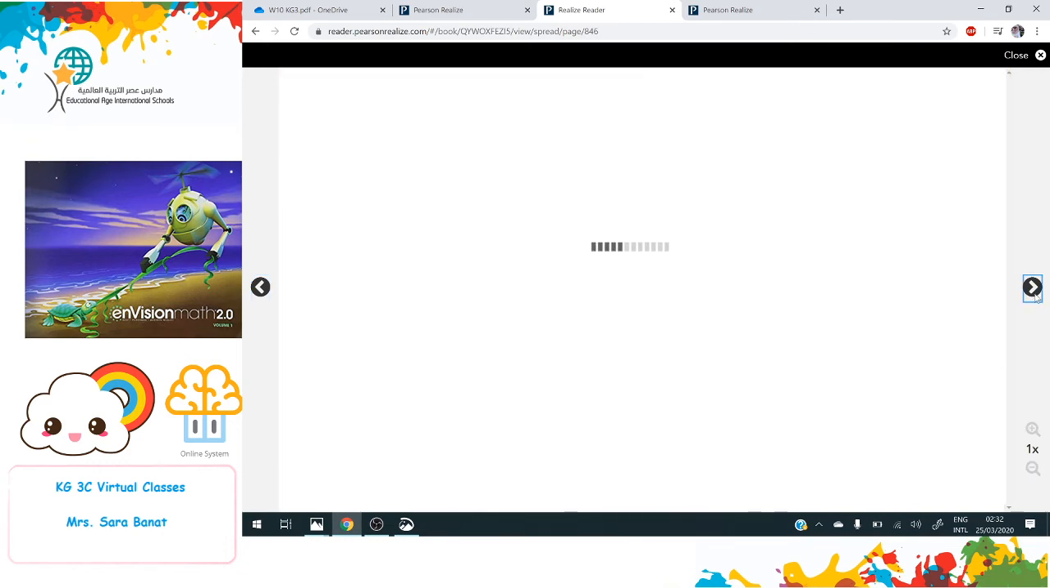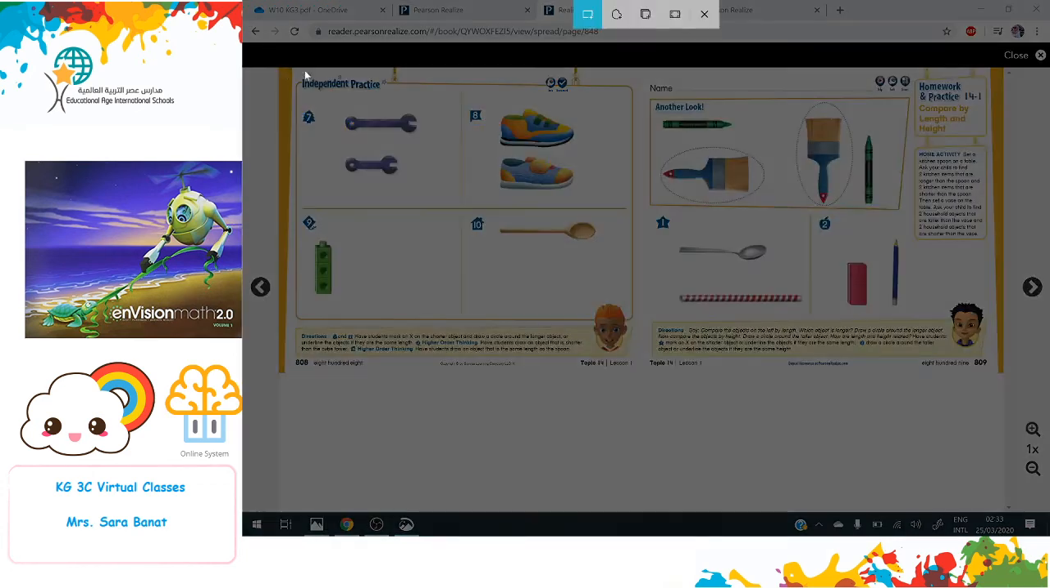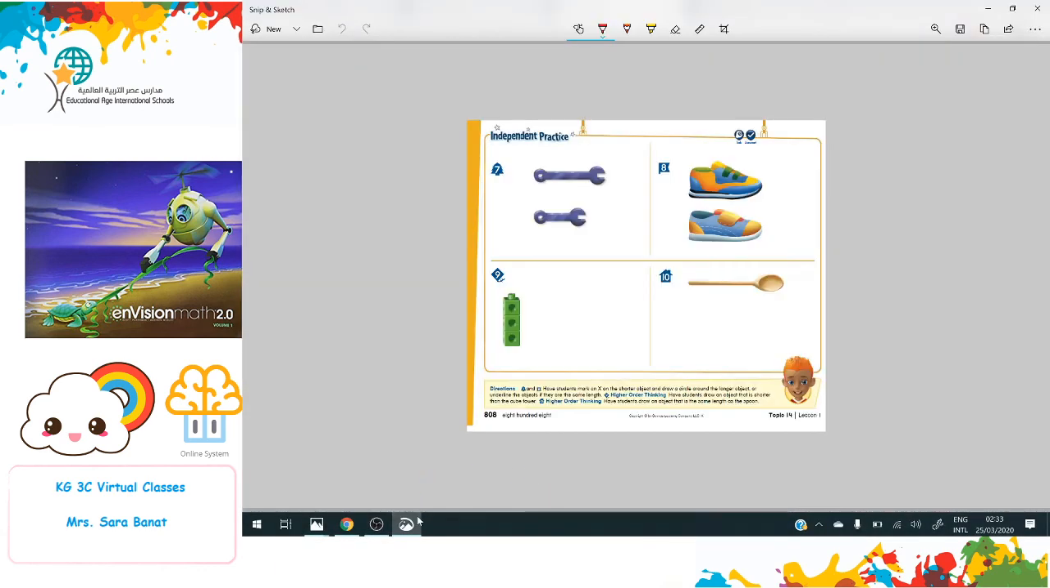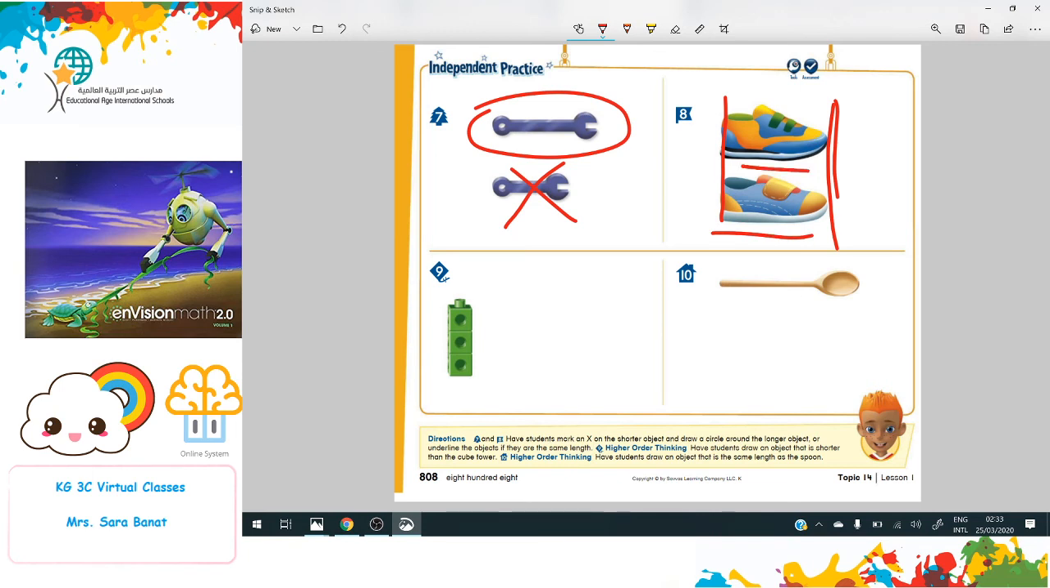Let's go to the next page. Okay, so in the next page also we will do the same thing. What we will do is that we will underline the topics if they are the same height or length, or we will cross out the short ones and circle the longer ones. Okay, so let's start with the first one. We're gonna circle the longer one and we will cross out the short one. What about these two shoes? What do you think, guys? Are they equal? Yes, so what I will do is I will underline them.